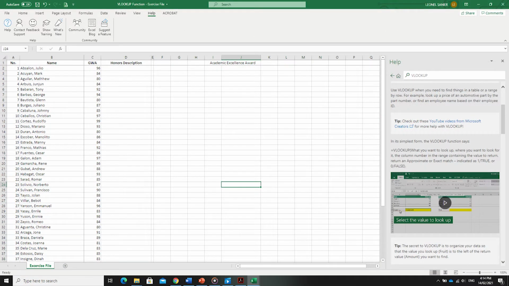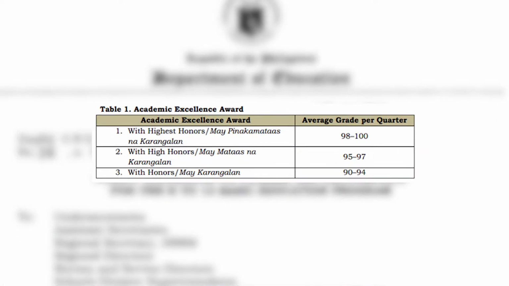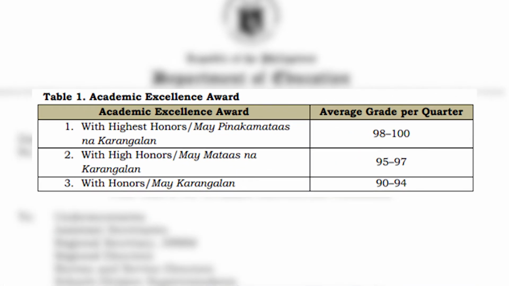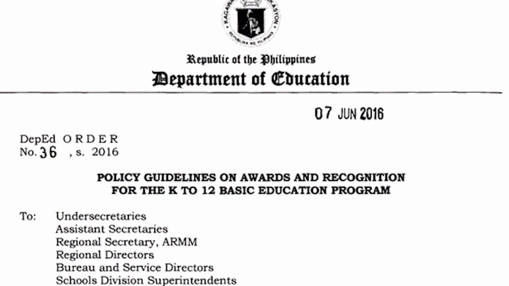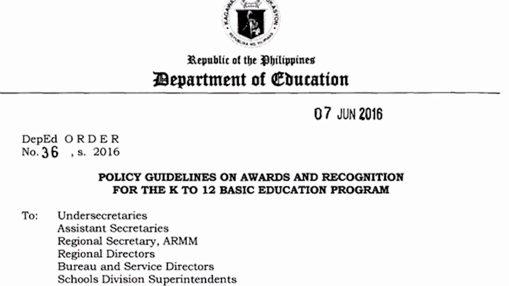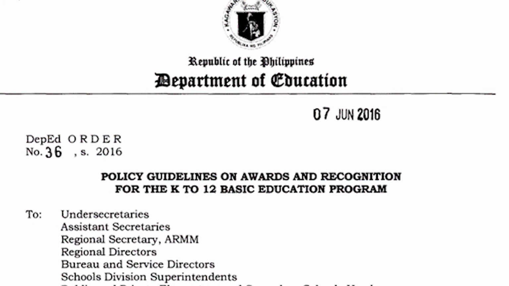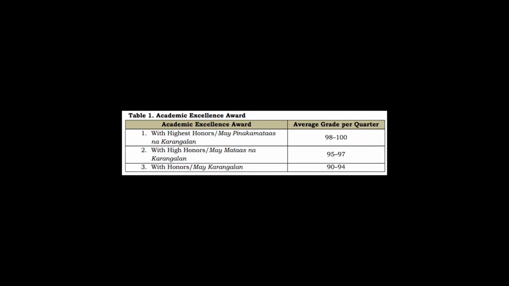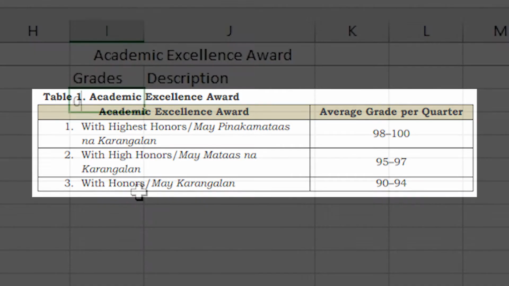According to Microsoft Office Excel Help window, VLOOKUP is used when you need to find things in a table or range by row. In this case, we will use the table showing the Academic Excellence Award on page 3 of the DepEd Order number 36, series of 2016, which is the Policy Guidelines on Awards and Recognition for the K-12 Basic Education Program. We will translate the information from this table to the language understood by Microsoft Office Excel.